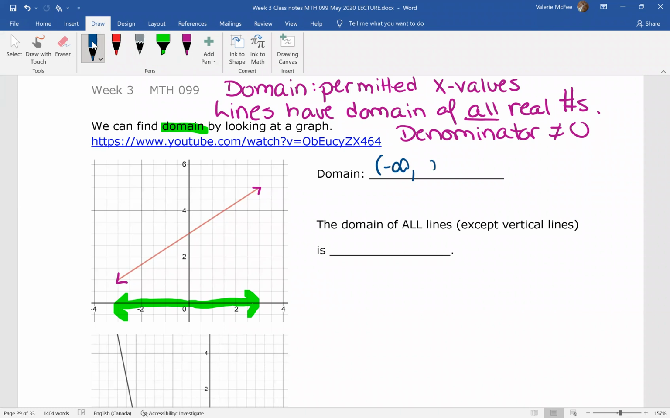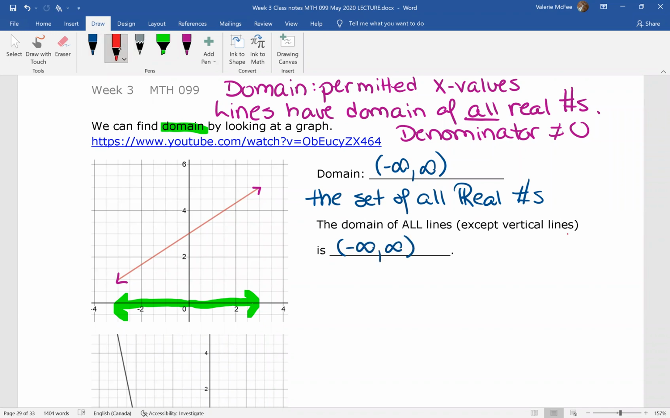We can write that in interval notation, but remember what it means. The set of all real numbers from negative infinity to positive infinity. This is the domain of all lines, unless we are talking about vertical lines.